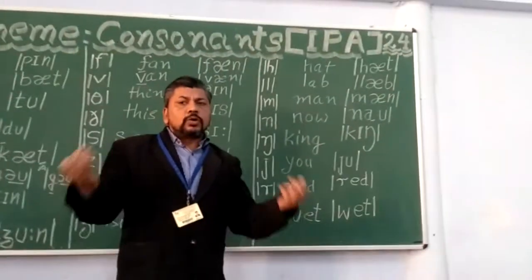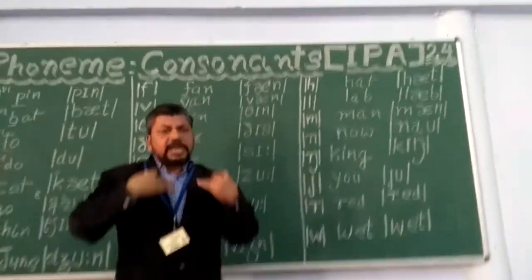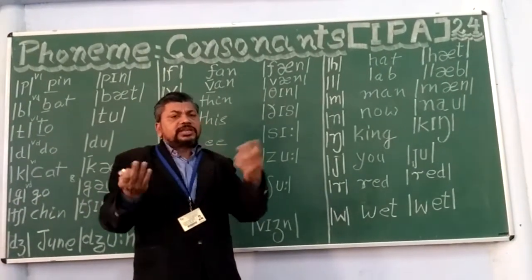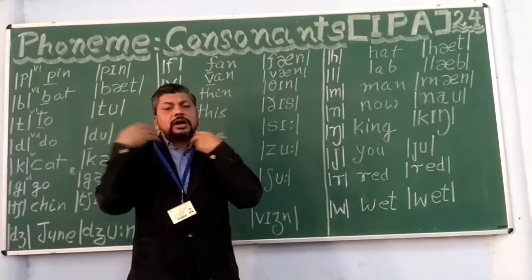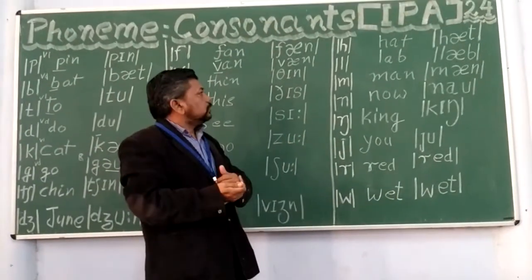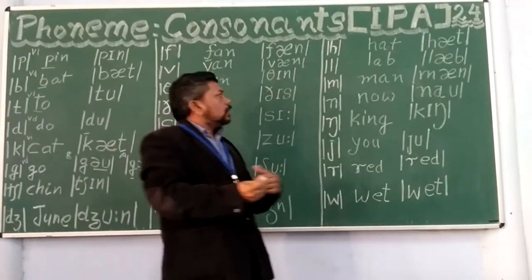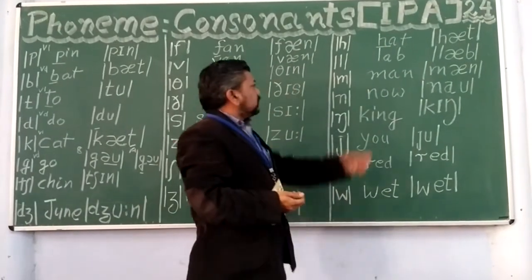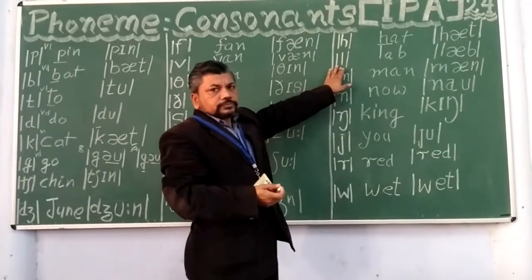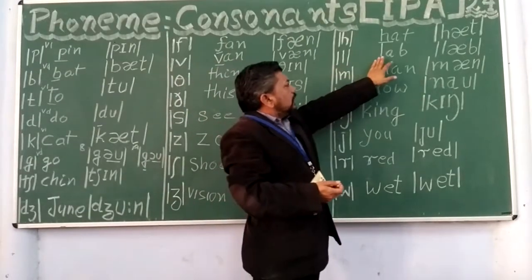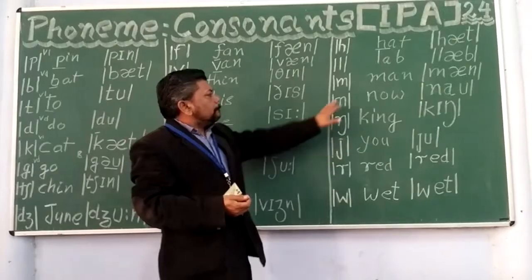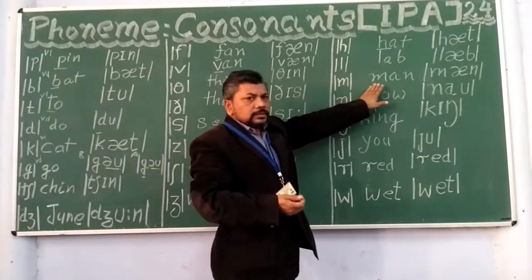Then there comes the glottal sound. Air passes from the lungs straight away, and every organ is wide apart. Ha, this ha as in hat. And then there comes la, la as in lip. And then ma as in man.